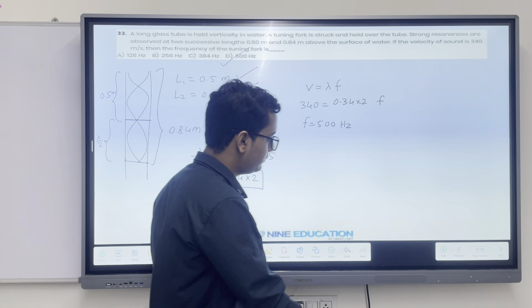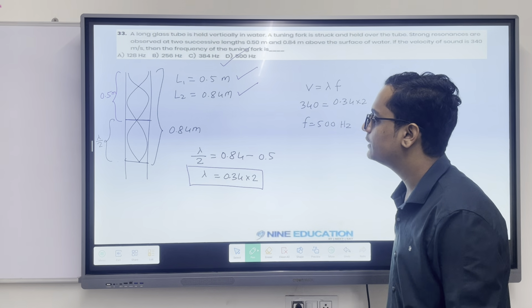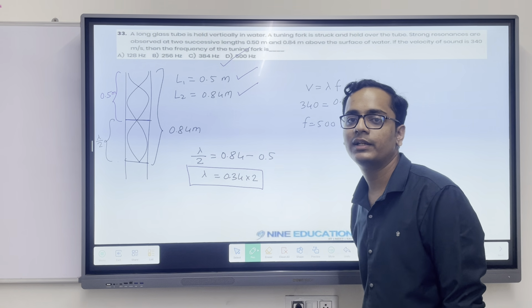Okay. There is a formula to calculate this as well, but if you don't remember the formula, this method is aggressive.